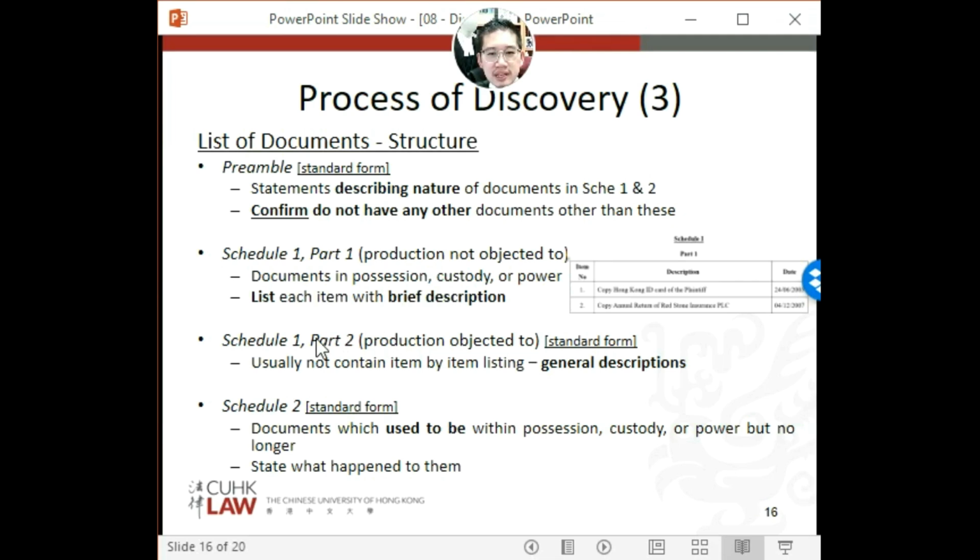Schedule 1 Part 1 is what is in the party's possession, custody, or power, listed with a brief description. Schedule 1 Part 2 is for documents you object to producing, so you only briefly name them. As I said, usually it is in a standard form. So you would broadly state documents which are legal advice where privilege is asserted, with only general descriptions. Schedule 2 is what you no longer have, but used to have, and you state what happened to them.